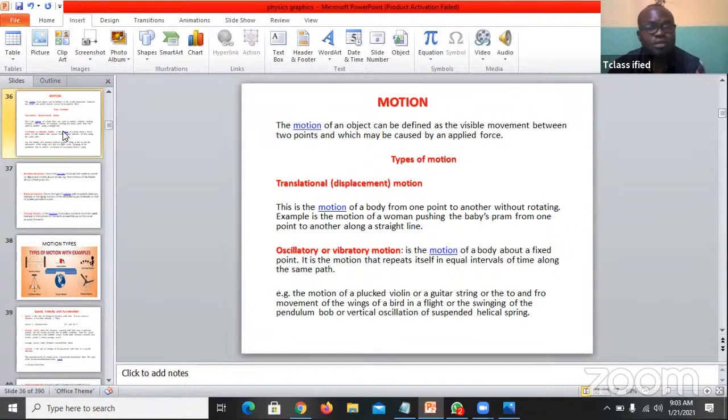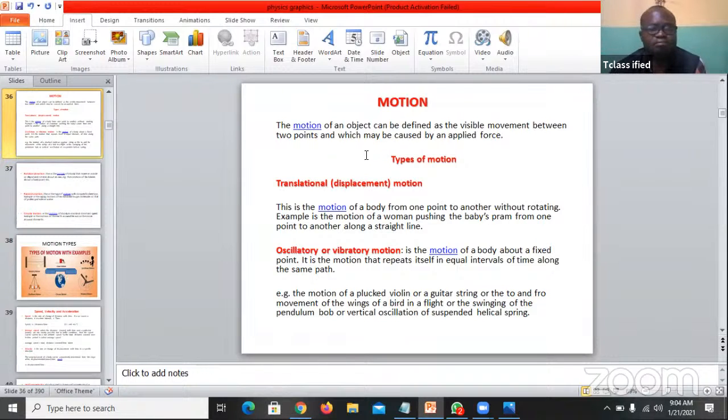Today we'll look at motion. We'll look at calculations in motion. We'll look at the basic formulas that are used in solving motion problems. So the motion of an object can be defined as the visible movement between 2 points, and in most cases, it is caused by applied force.